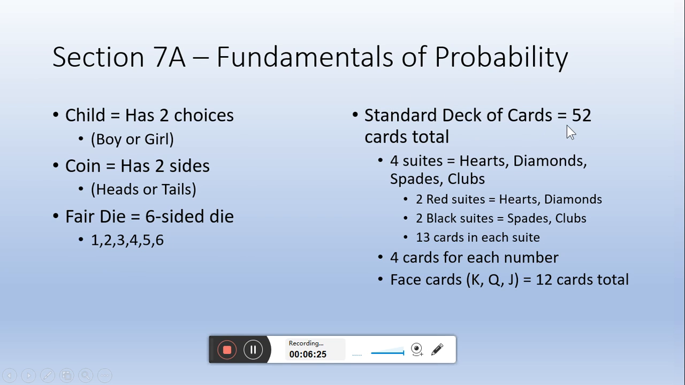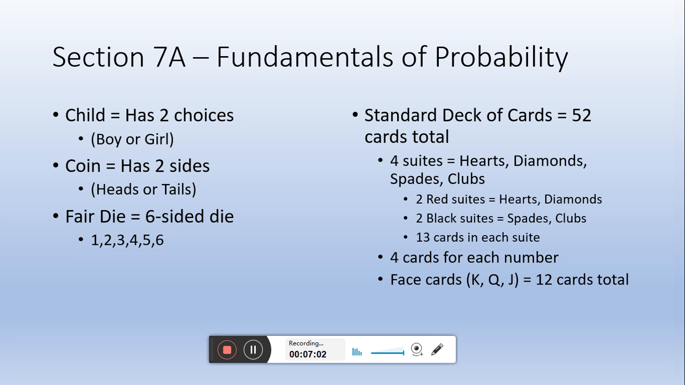Now, a standard deck of cards has 52 cards total. There are 4 suits in a deck of cards: the hearts, diamonds, spades, and clubs. The 2 red suits are the hearts and diamonds. The 2 black suits are the spades and clubs. For each suit, there are 13 cards. For each number in the deck of cards, there are 4 cards for each number. And the face cards are basically your kings, queens, and jacks, totaling up to 12 cards for your face cards.